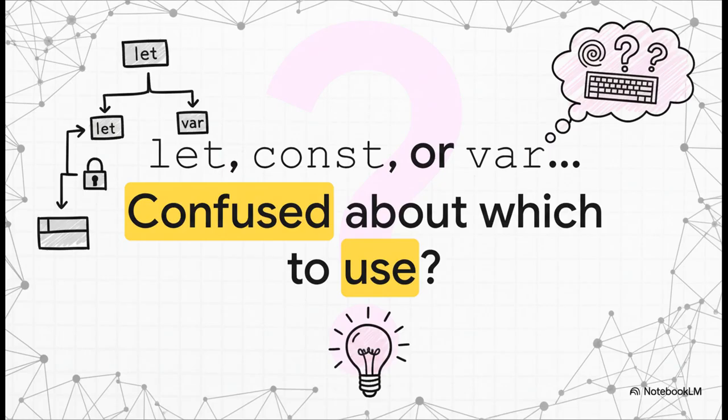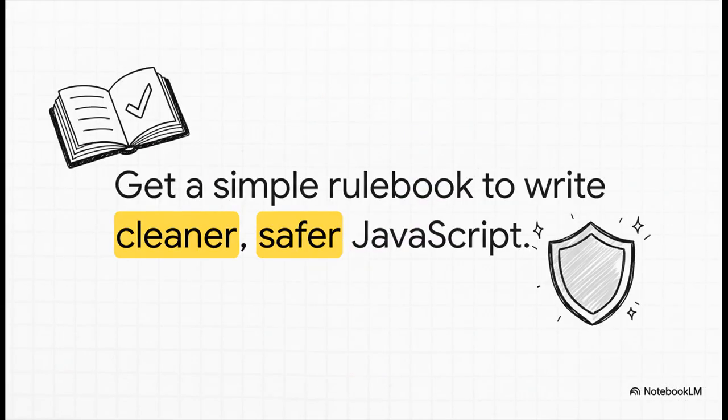It's a super common point of confusion for developers, but the answer is actually way simpler than you think. And that's the good news. There is a really simple system that gets this right every single time. By the end of this, you're going to have a crystal clear rulebook that'll make your code more predictable and help you squash bugs before they even get a chance to happen.